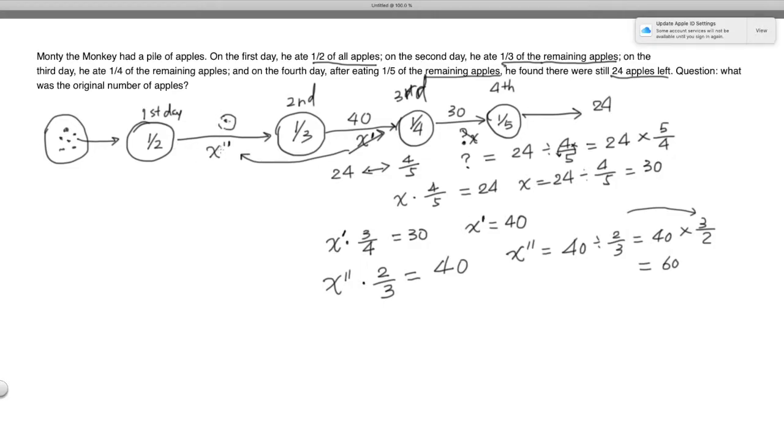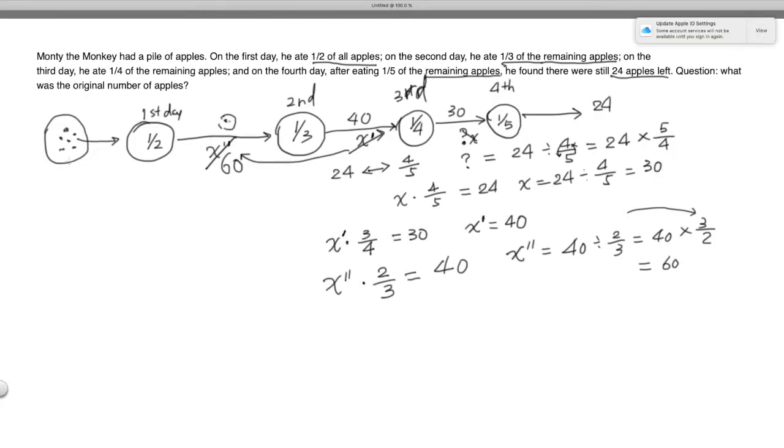Okay, we're getting really close. So this number equals 60. So now we really can calculate very easily. On the first day, he ate 1/2 and was left with 60. So we know the original number is 120.